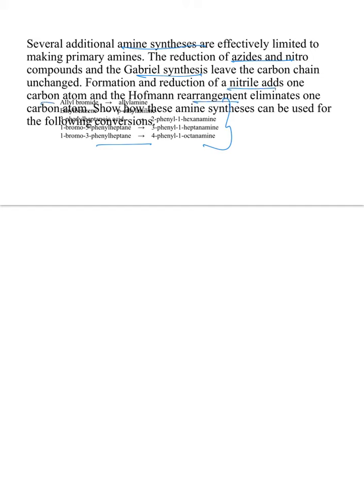So the first one is allyl bromide. So that's an allyl bromide. And we're trying to make an allylamine. So what you'll want to do is the Gabriel synthesis. This is a primary amine.